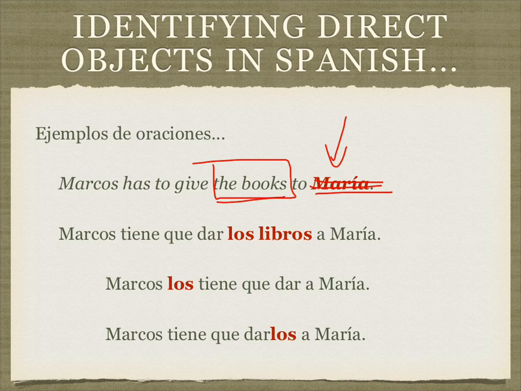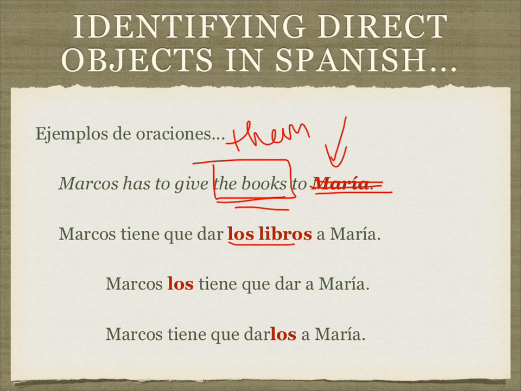So instead of saying the books, because it's implied in the speech, we're going to say them. In English, we don't change the placement. Marcos has to give them to Maria. We know what them are. We know they are the books, and they're being given to Maria. But we want to make it more efficient. So if somebody were to ask, to whom is Marcos giving the books? Or what is he giving to Maria? Then we'd say he's giving them to Maria, the books. Okay? So Marcos los tiene que dar.